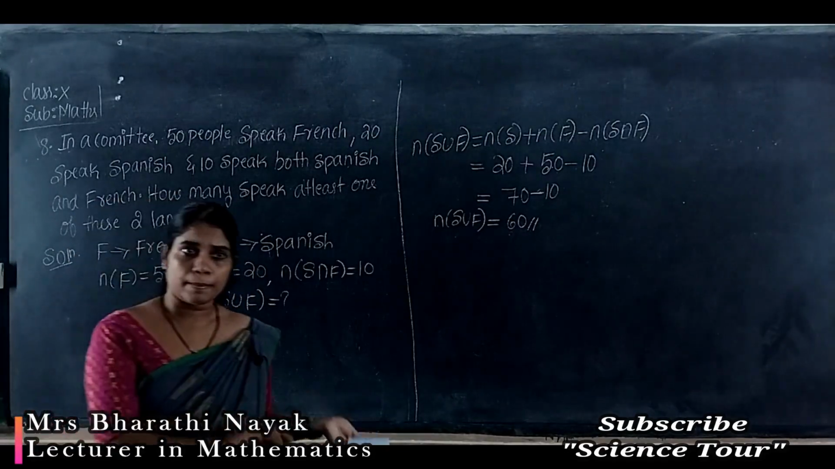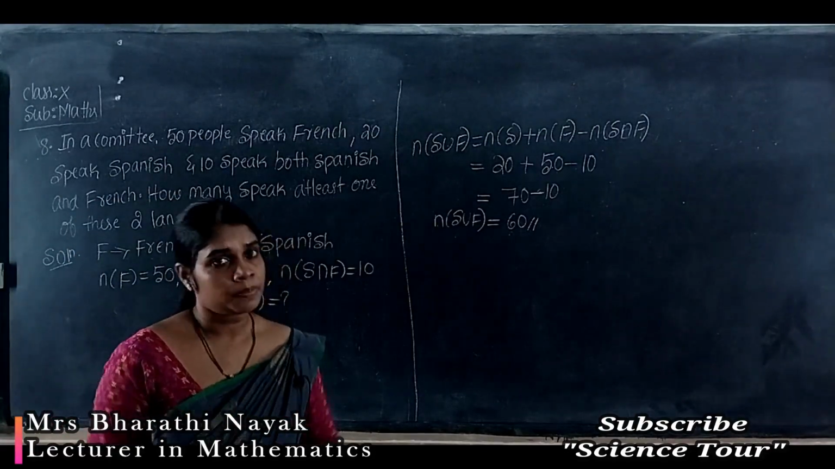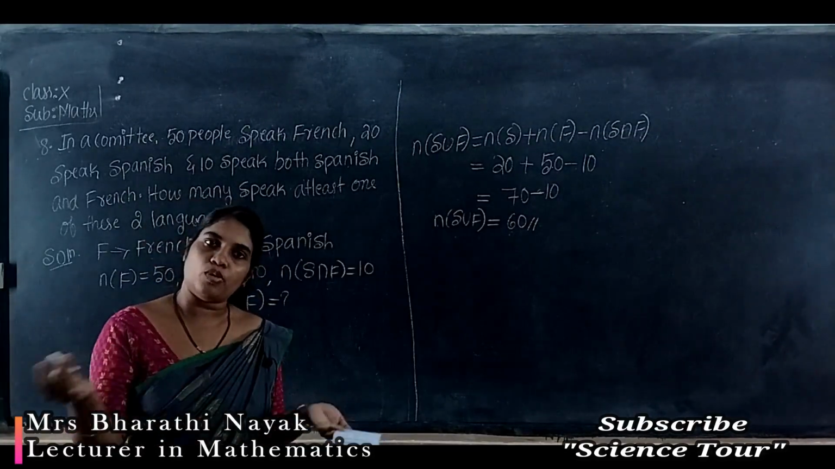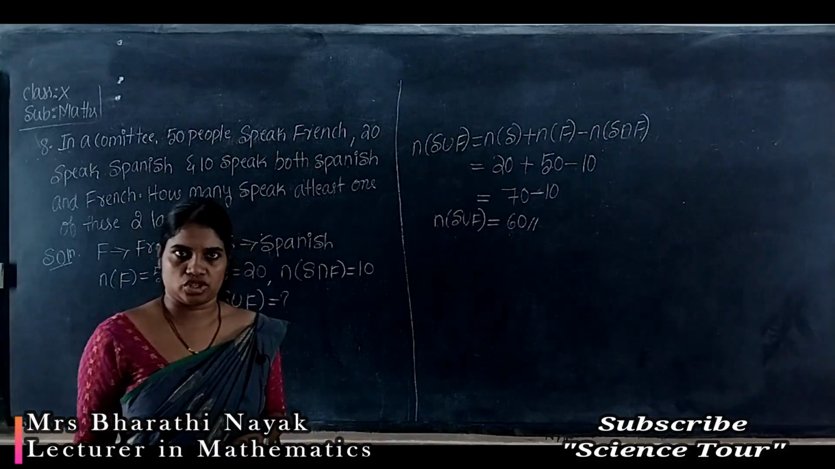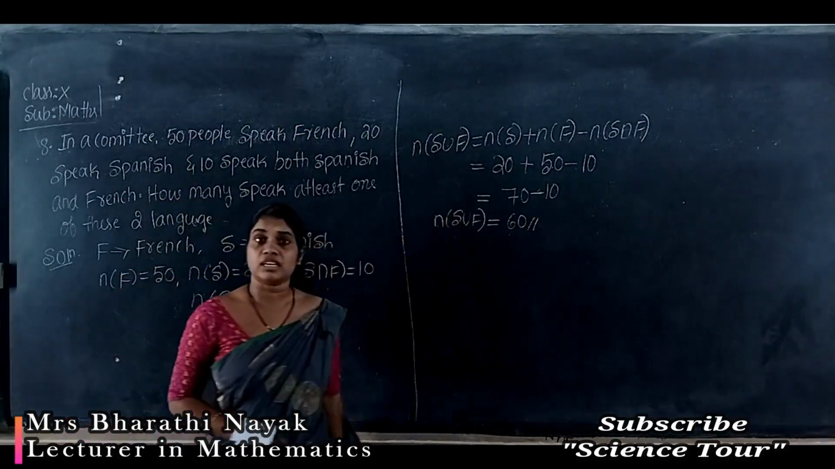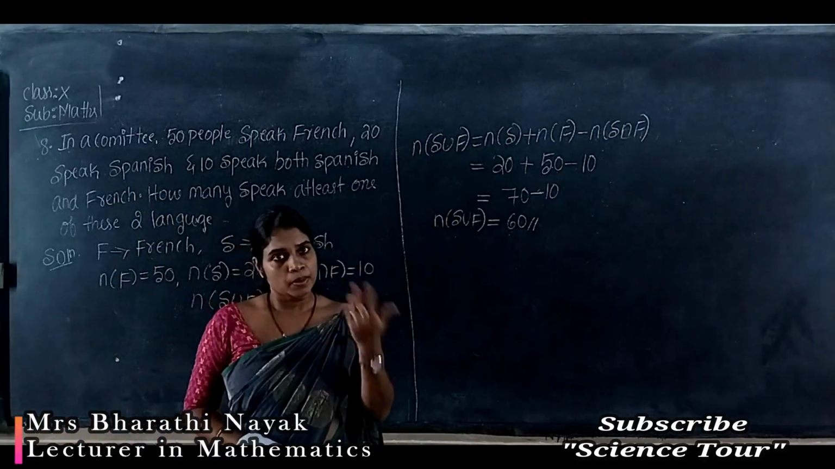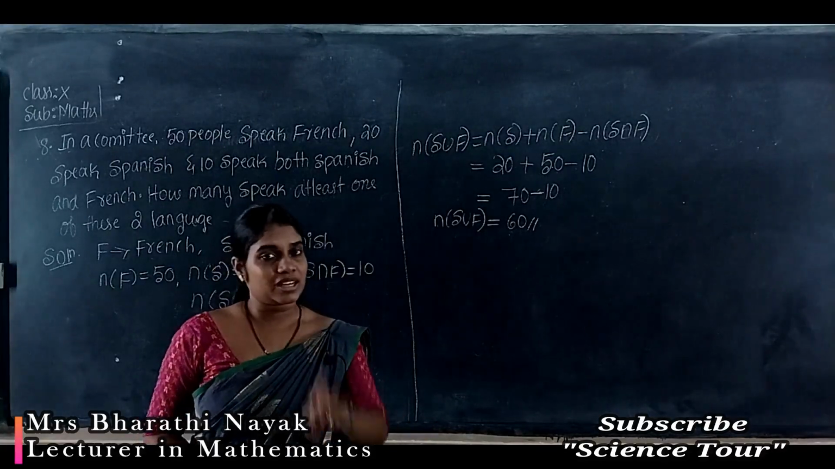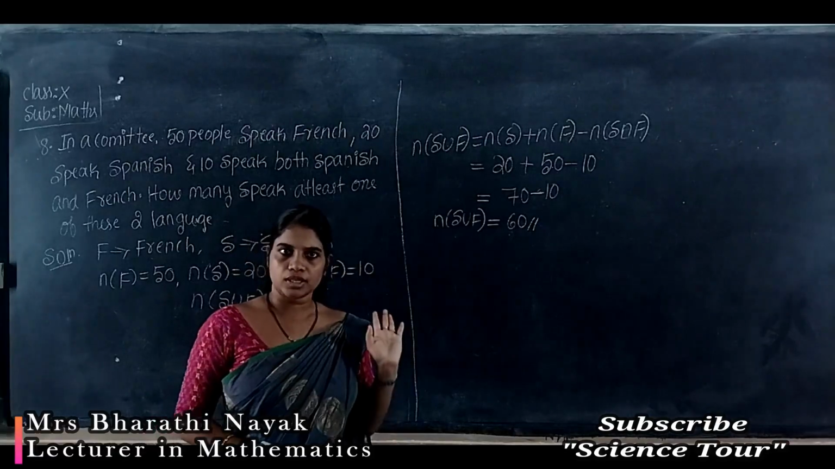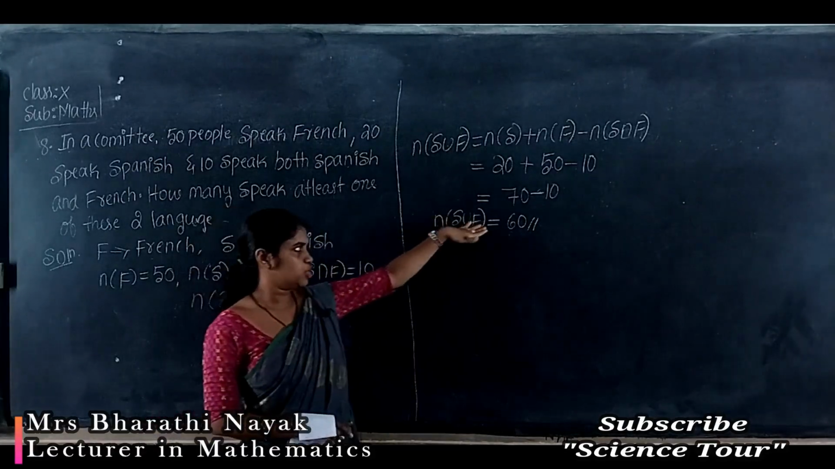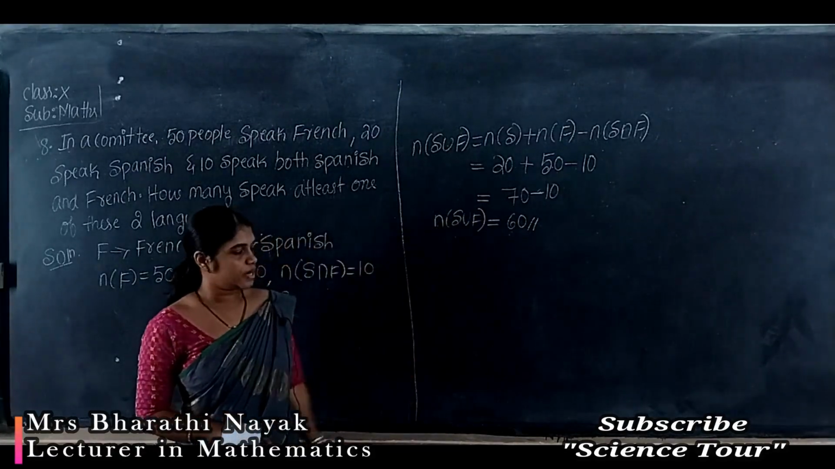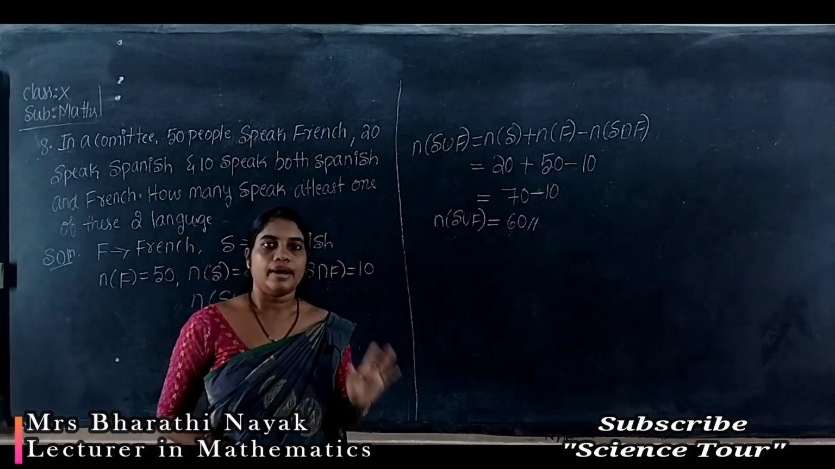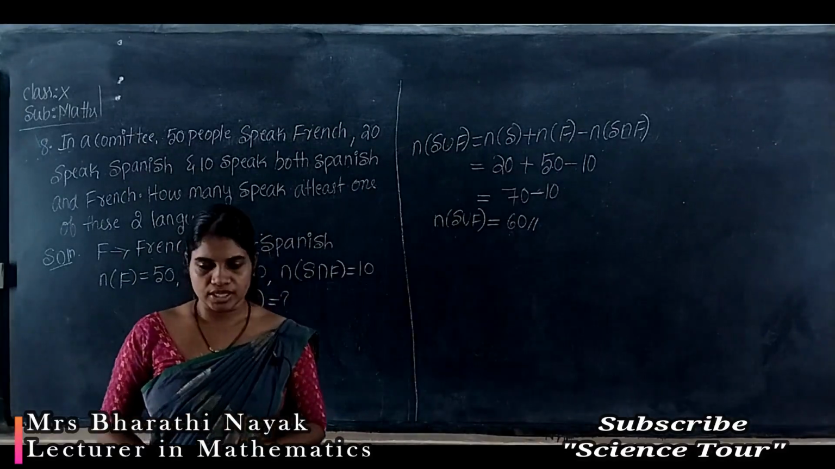Some people will speak French, some people will speak Spanish, and some people will speak both Spanish as well as French. That is the meaning of at least one language: they can speak two languages also, but at least one language they must speak. That means S union F. With this problem we have finished our practical problems on union and intersection of two sets.